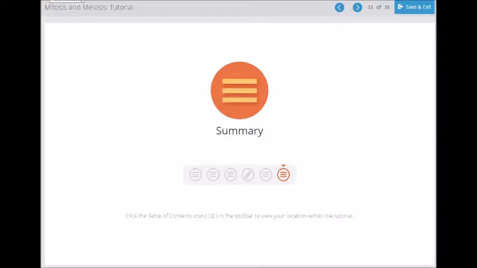Okay? Mitosis and meiosis are not confusing, but you've got to focus and pay attention to what's going on. Just look at each step and see what happens during each step. Alright, good luck.